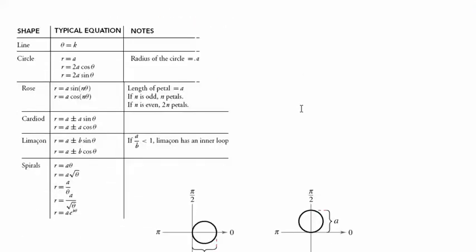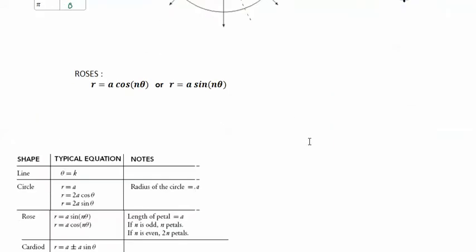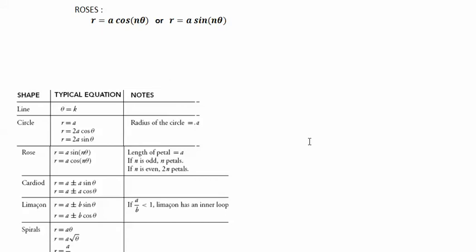So here's some additional notes for all the different sorts of shapes that we can have. We've talked about a circle, which has these typical equations, and we talked about a rose, which has these typical equations. Something you'll notice about a rose, which I encourage you to play with on Desmos, is that the length of the petal is always a. We saw that it went out to a positive 3. Now, if your n inside of here is odd, then you have n petals. So if we have something like r equals 3 sine of 5 theta, we would expect to end up with 5 petals. That's how that works.